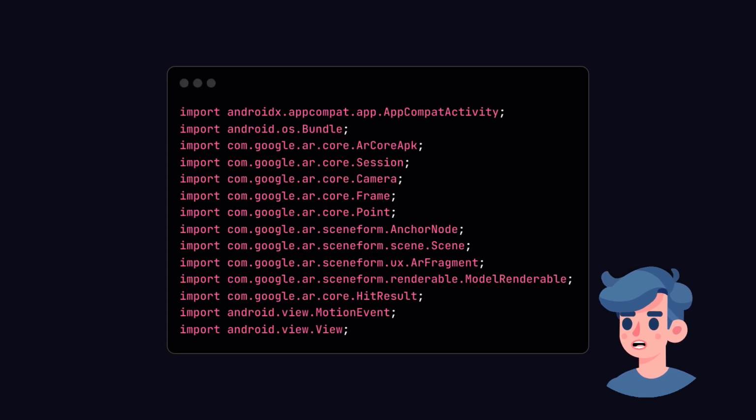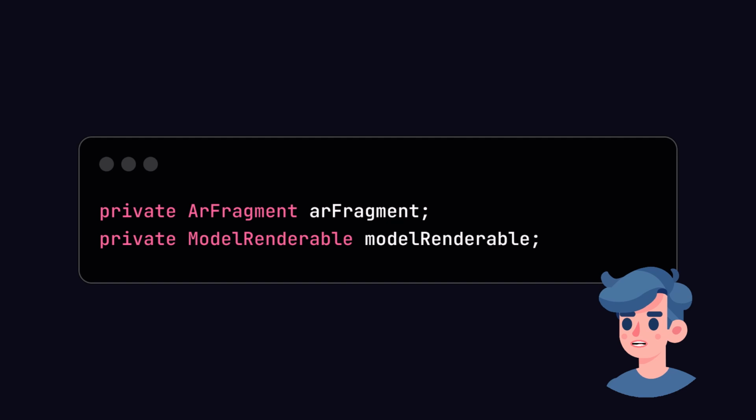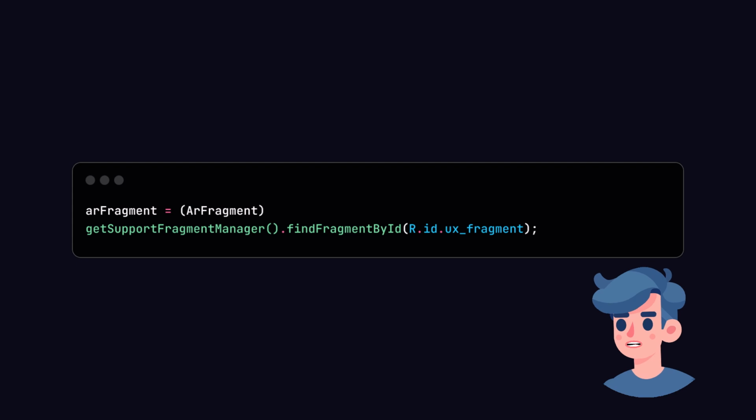Now that we have our layout ready, let's create our main activity. Open your MainActivity.java file. First, import the necessary classes. We will also define a variable for our AR fragment and our model renderable. Let's declare these variables. In the onCreate method, we'll initialize our AR fragment and load our 3D model. First, add the following lines to initialize the AR fragment.